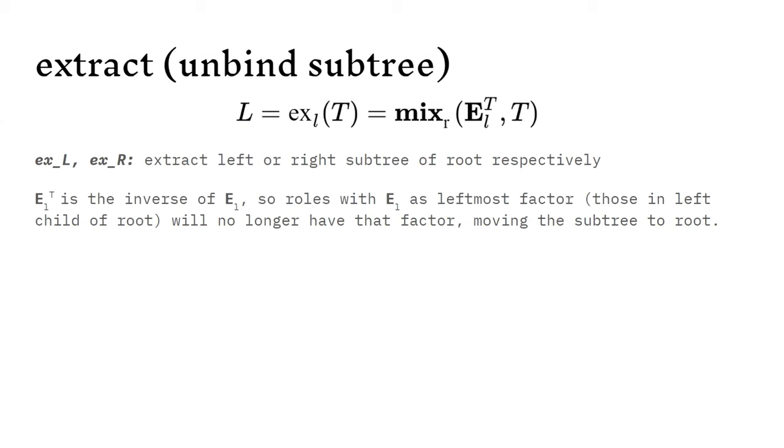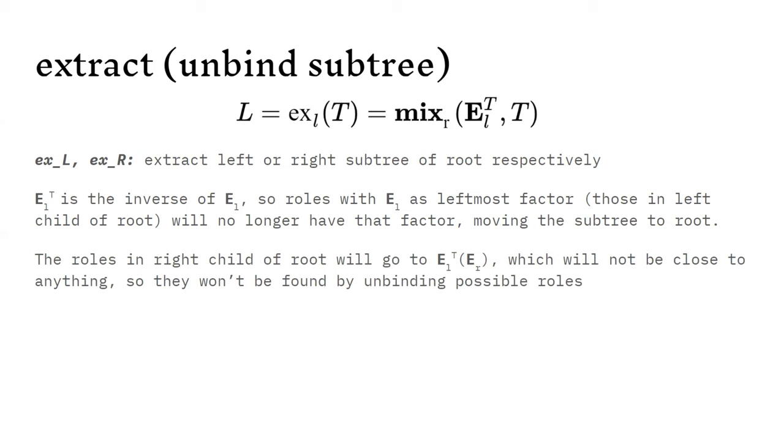Because our matrices are orthogonal transformations, their transpose is their inverse. So if we just do our mixed product thing to multiply the roles on the left by the transpose of the matrix for the child position we want to extract, say left, the roles that have left as the leftmost factor, that left will cancel. That will no longer be there. They will be moved to root. If you start unbinding at root, the thing that was at the E_L V position is now at the V position, which is root. However, the roles in the right child of root will go to E_L transpose E_R, and then the rest of their role. And that's not going to be close to anything. So if you start trying to unbind a tree structure, you're as unlikely to encounter those as random noise.